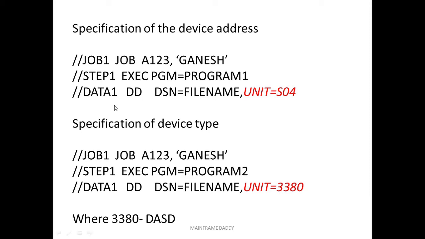The next one is the specification of device type. Here in the DD statement, UNIT equal to 3380, which is a direct access storage device. So 3380 is nothing but a DASD, a direct access storage device. So we are specifying the device type here, and this file name may be read from that unit or written to that unit.